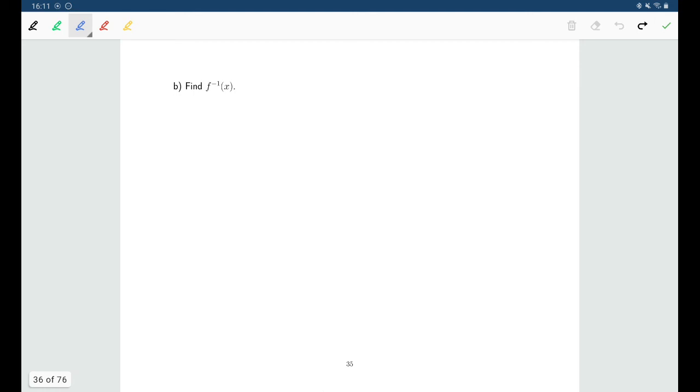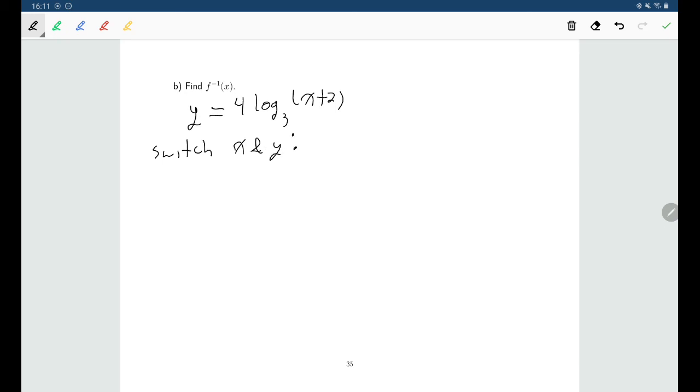Okay, so finally, we want to find f inverse of x. And if we're thinking about this, we know what we would normally do. We would normally start off with writing out y is equal to our function. So I'll do that. And then the next thing we normally would do is to switch the x's and y's. So that would mean that we would have x equals 4 log base 3 of y plus 2. And then the next thing we would do is try to solve for y. And once we've solved for y, we would have ourselves our inverse function.